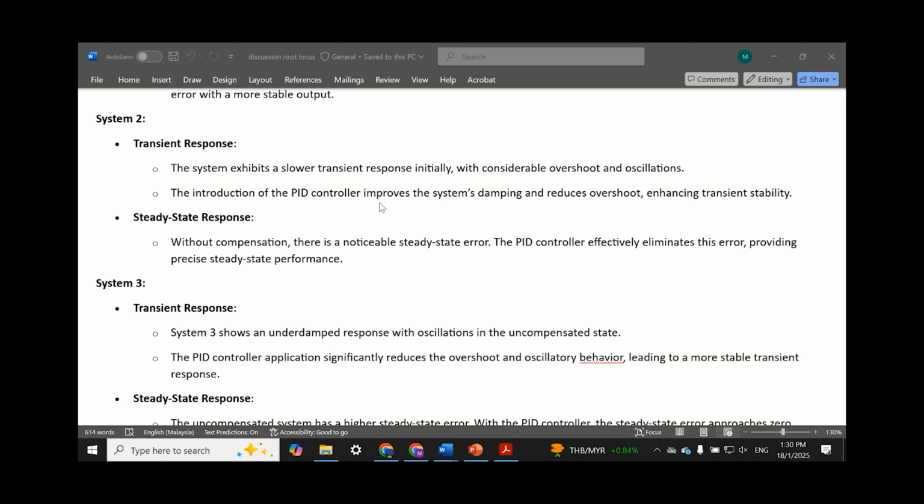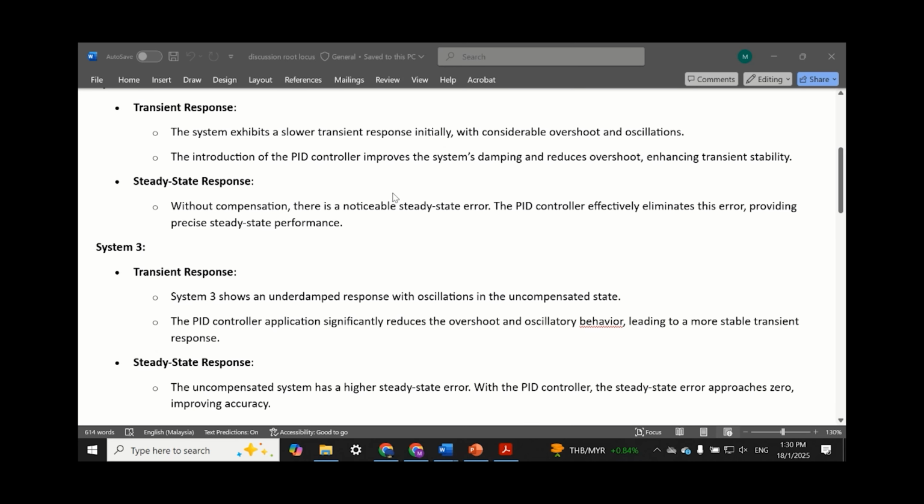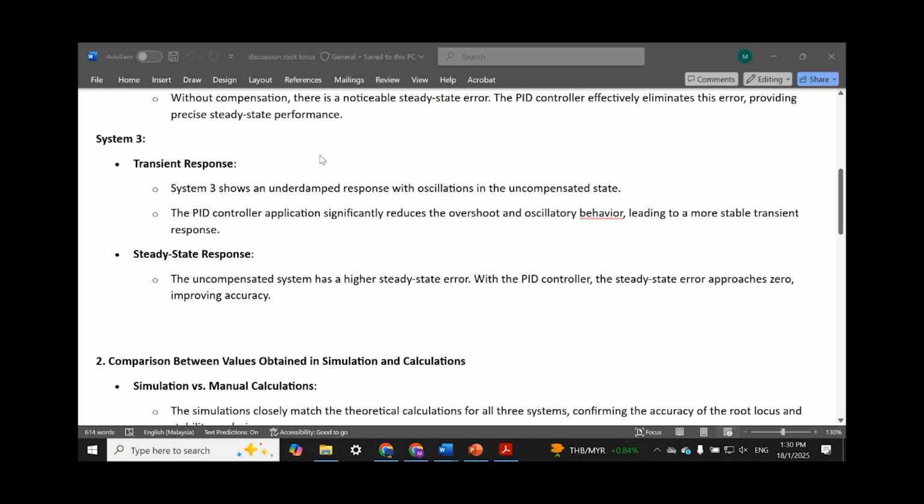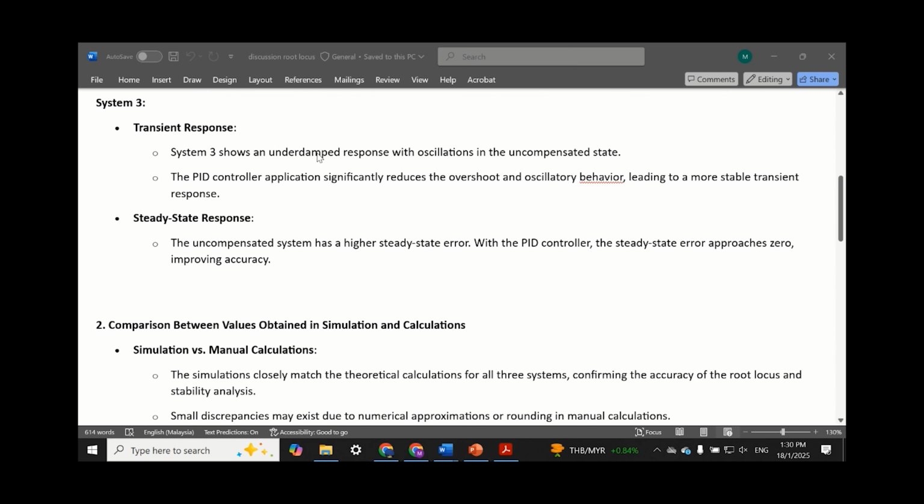For system 3, it shows an underdamped response with oscillations in the uncompensated state. The PID controller application significantly reduces the overshoot and oscillatory behavior, leading to a more stable transient response. The uncompensated system has a higher steady-state error. With the PID controller, the steady-state error approaches zero, improving accuracy.